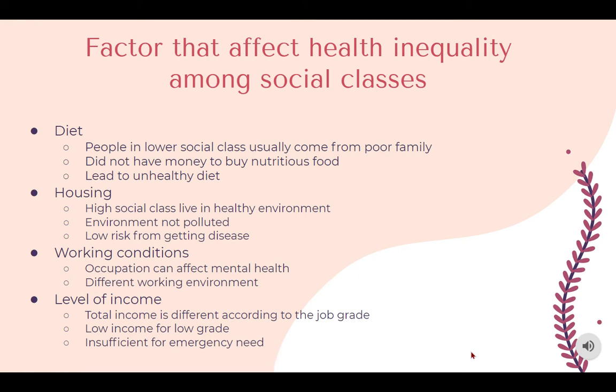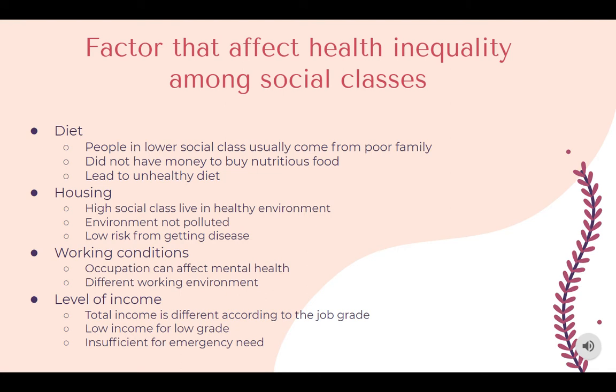Factors that affect health inequality among social classes. There are four factors which are diet, housing, working condition, and level of income. First factor is diet. People in lower social class usually come from poor family, so many of them do not have money to buy nutritious food, and this will lead to unhealthy diet.